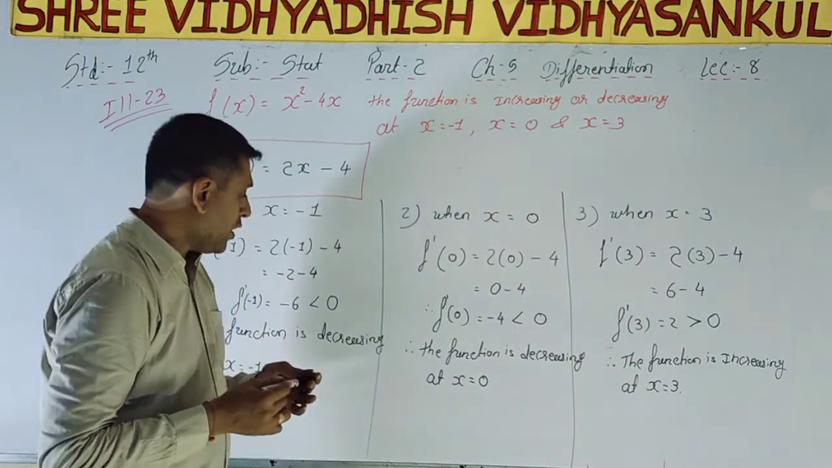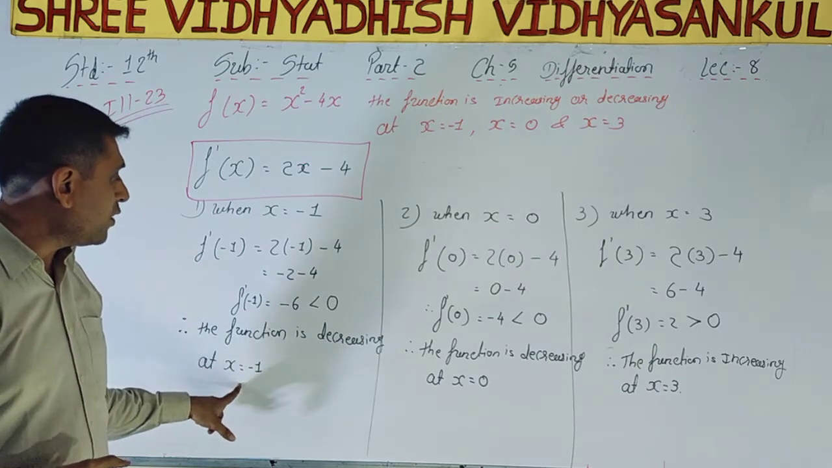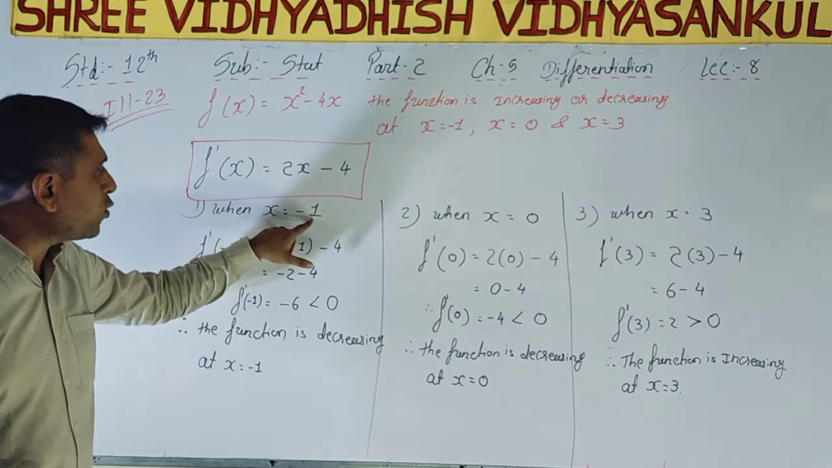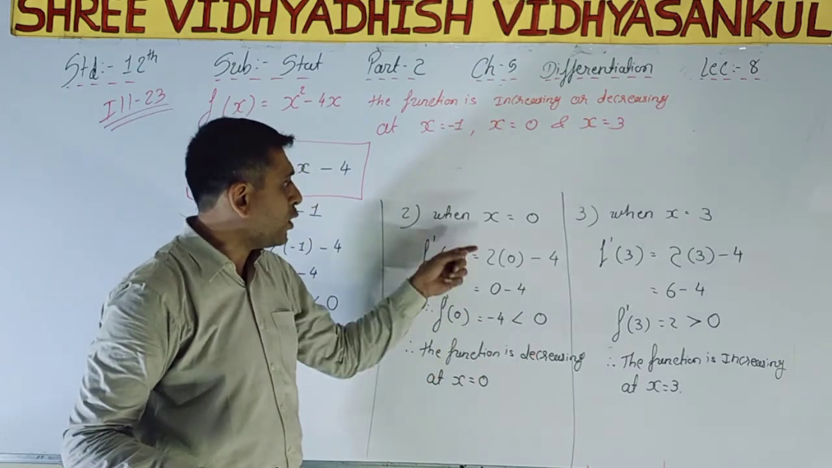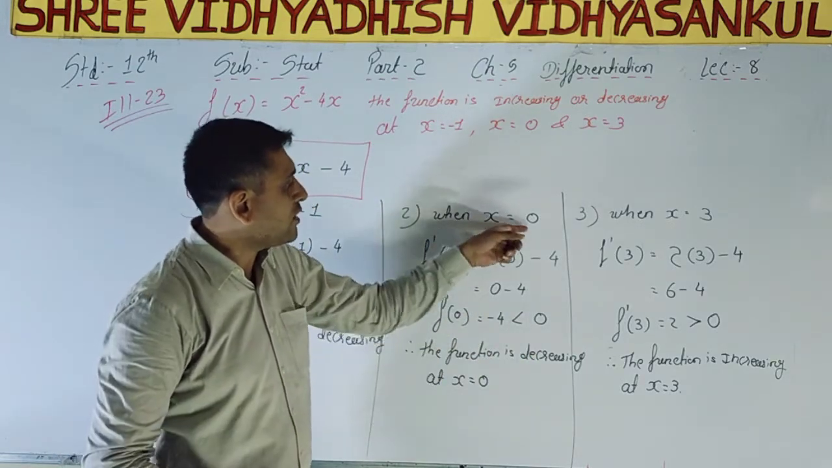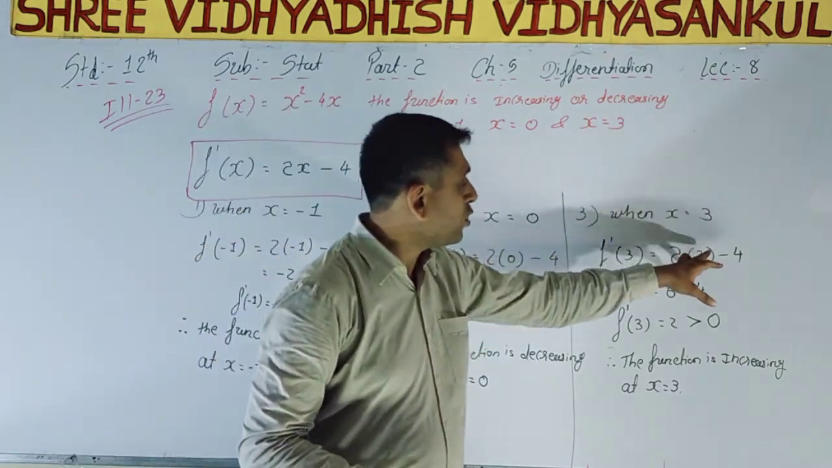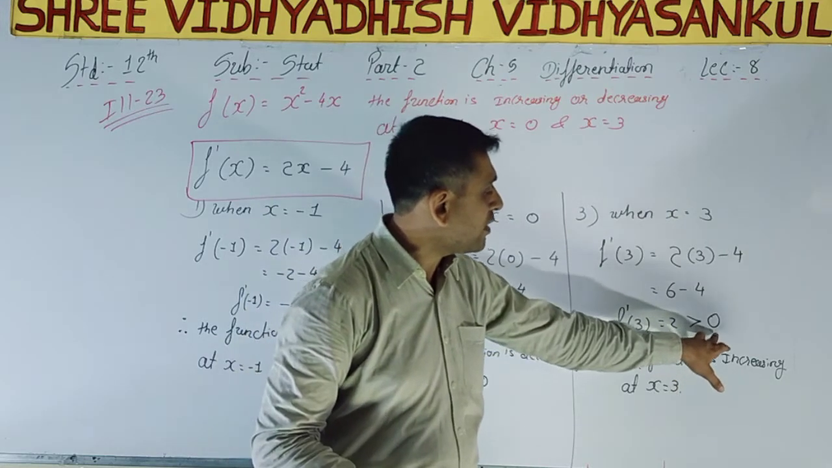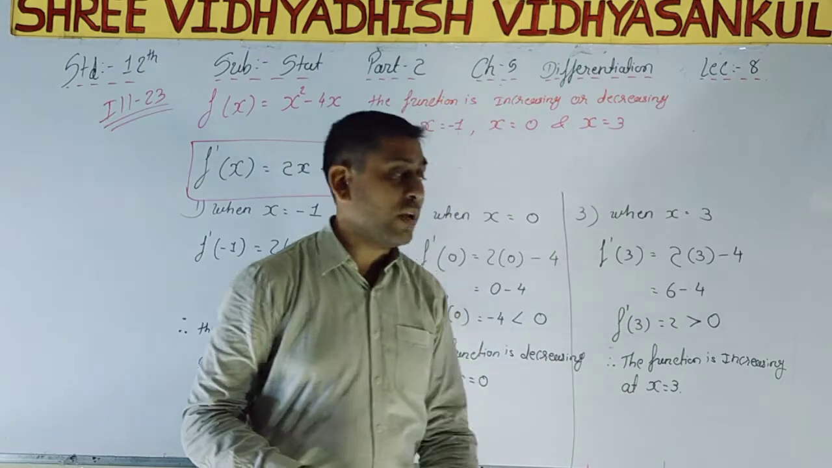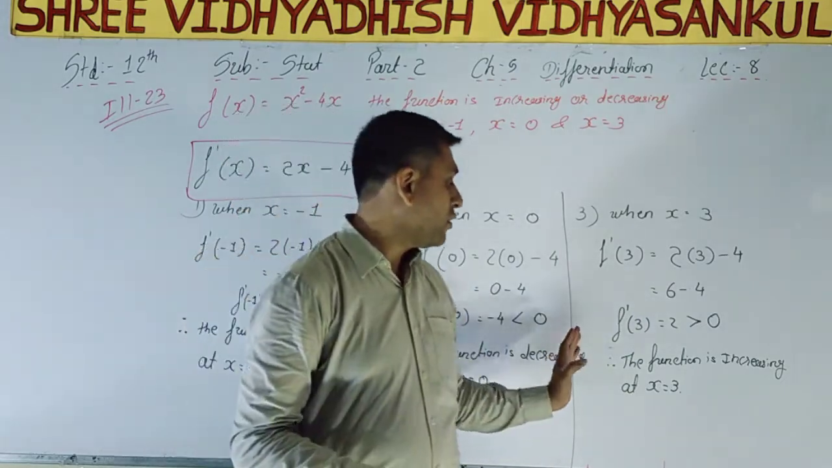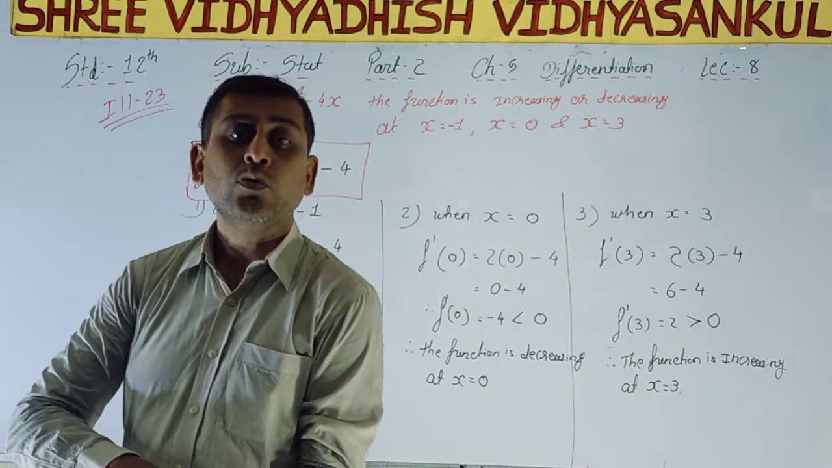Why? See here, if the answer is negative, that is less than 0, the function is decreasing at x is equal to minus 1. Again, the answer is minus 4, that is less than 0, that is negative. So we have to write the function is decreasing at x is equal to 0. And here at x is equal to 3, the answer is positive, that is greater than 0. Okay, so whenever the answer is positive, that is greater than 0, we have to write that the function is increasing at x is equal to 3.